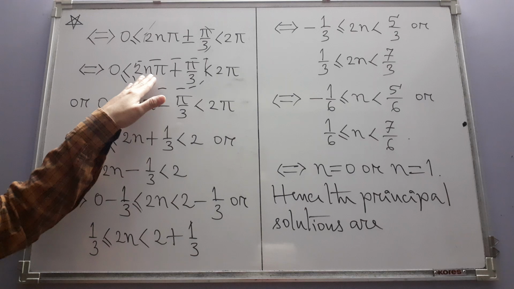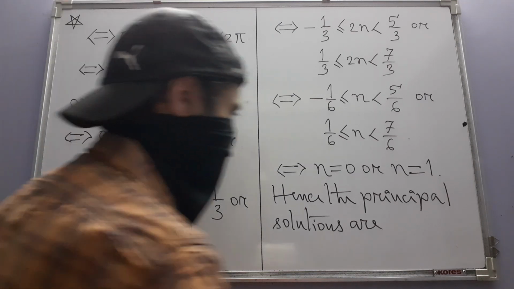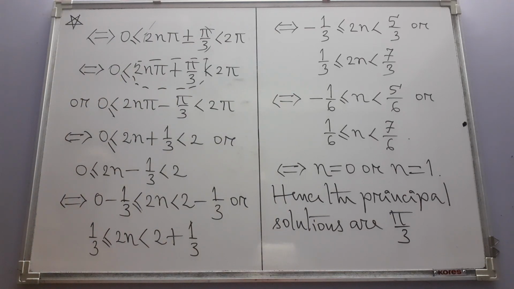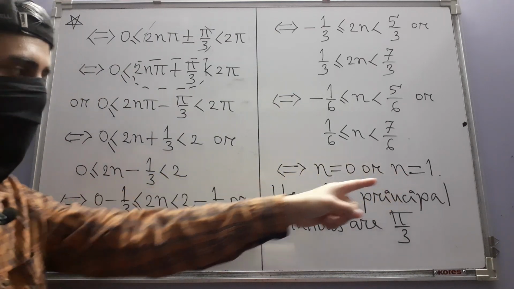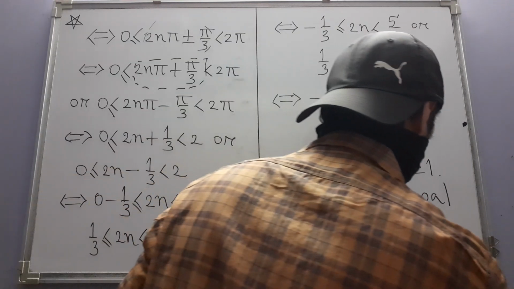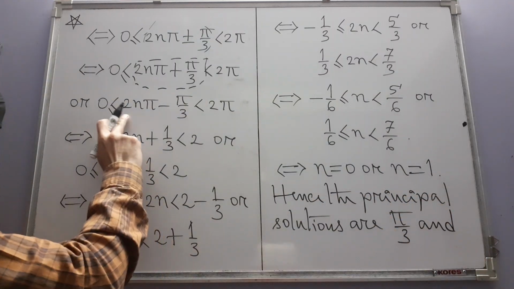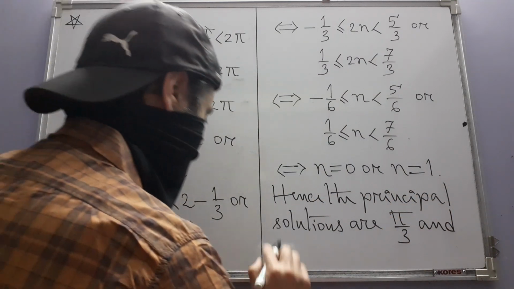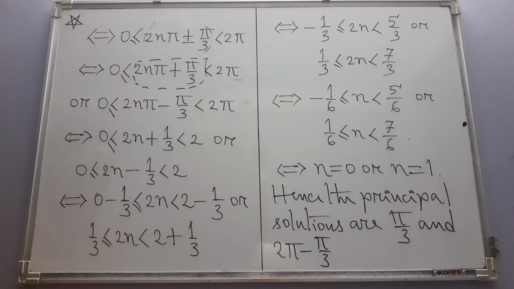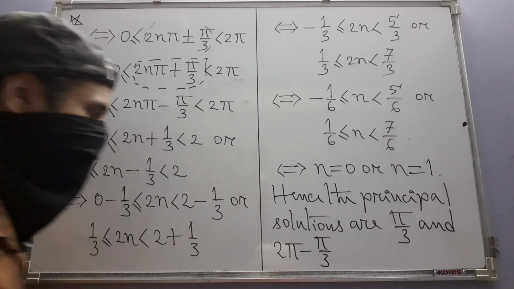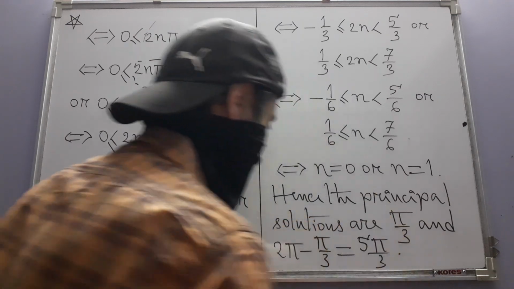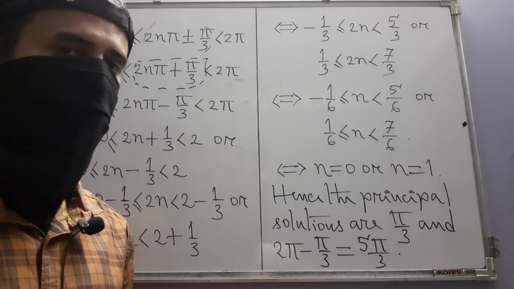So you have to substitute n equal to 0 here, and that gets you pi over 3. And the n equal to 1, that option comes from solving this second set of inequalities. So in this expression you have to put n equal to 1, and that gives you 2 pi minus pi over 3. That means 6 pi minus pi if you take LCM and do the usual stuff. 5 pi divided by 3. So these are the two principal solutions in this case.